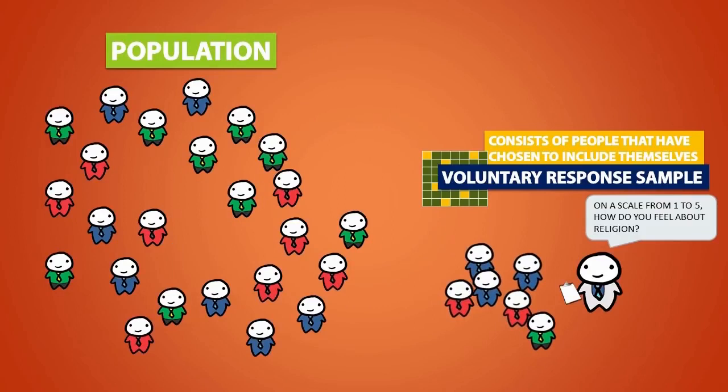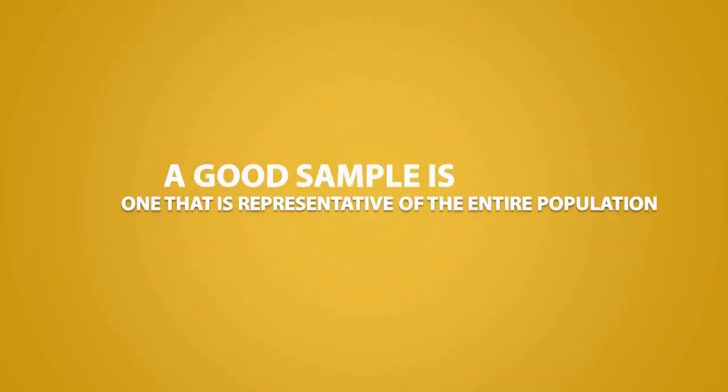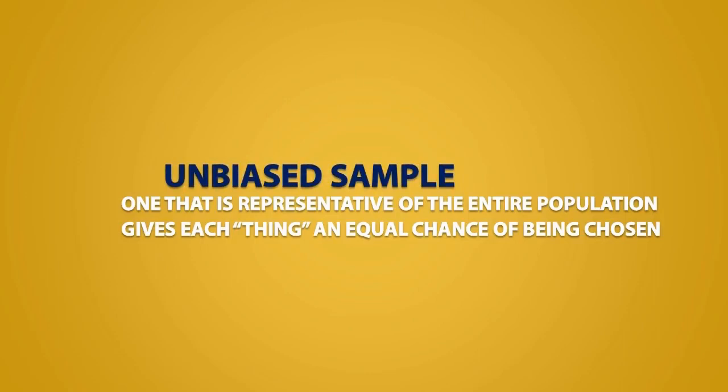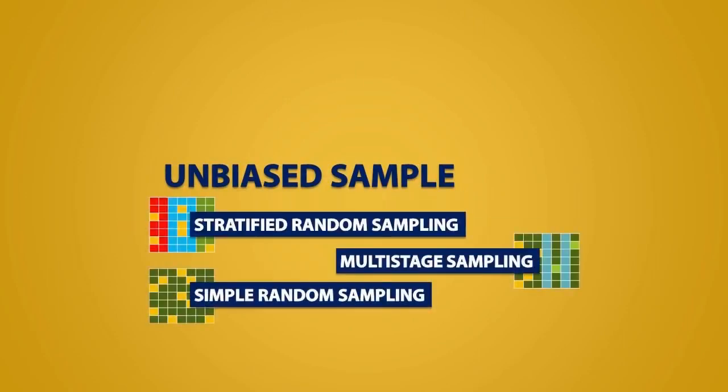This is a biased sampling method because people with a strong interest in the survey topic are the ones who are most likely to respond, whereas the people who don't feel as strongly about the topic may not even care to respond. Remember that a good sample is one that is representative of the entire population, and it gives each thing an equal chance of being chosen. When you have these conditions, you have what is known as an unbiased sample. We will be looking at three different types: stratified random sampling, multistage sampling, and simple random sampling.